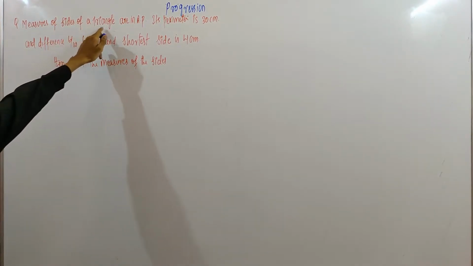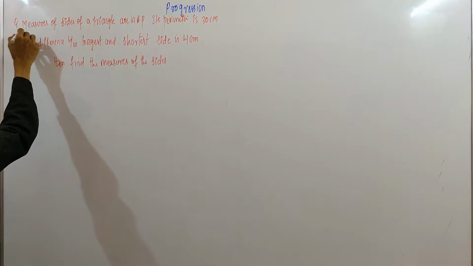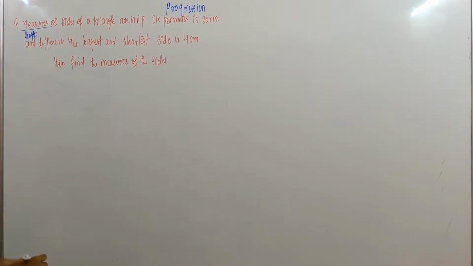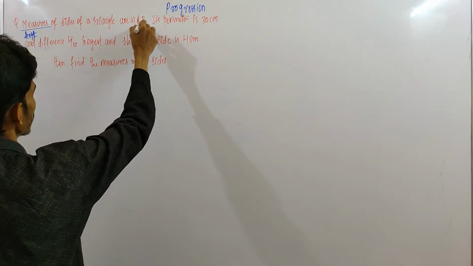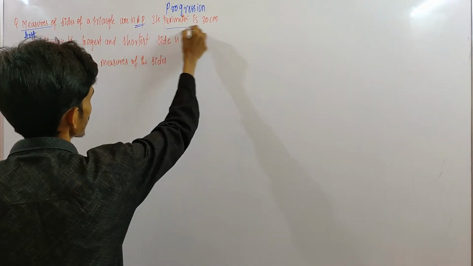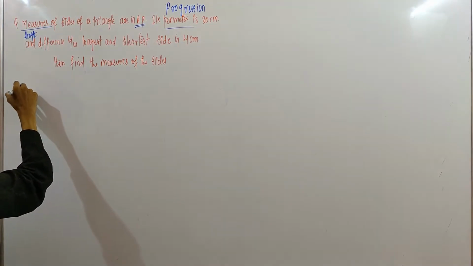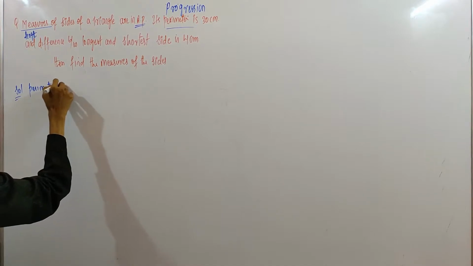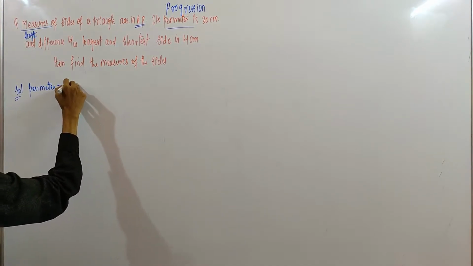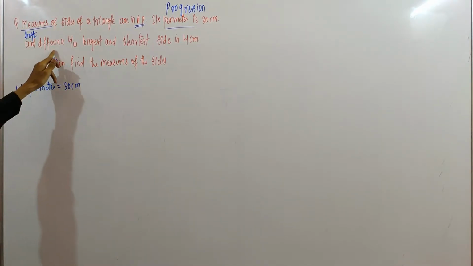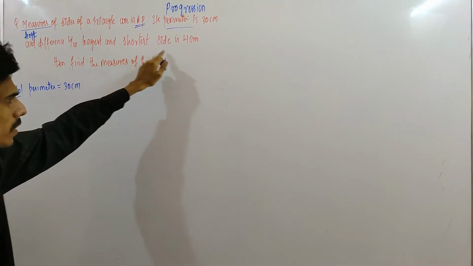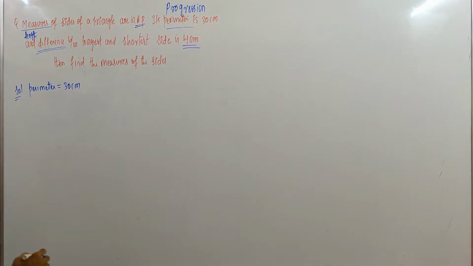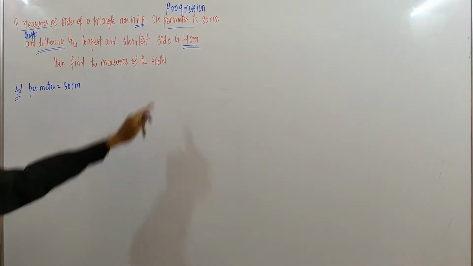Measures of sides of a triangle are in AP. Measures means length. So length of sides of a triangle are in AP, arithmetic progression. Its perimeter is 30 centimeter. So given perimeter of a triangle is 30 centimeter. Difference between longest and shortest side is 4 centimeter. Find the measure, means length of the side.